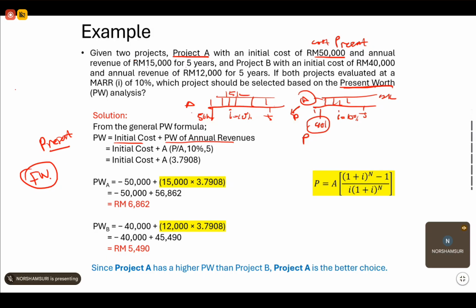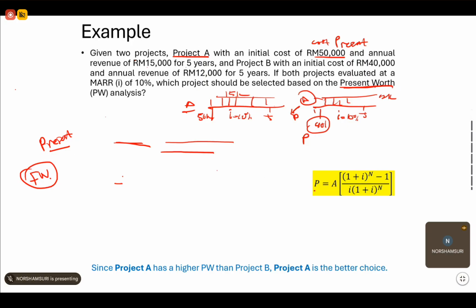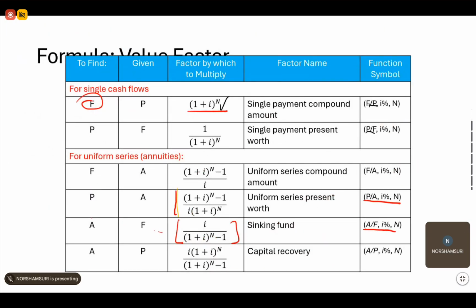So now, for example, project A: initial cost is already in present, so put the value only. 50,000 negative because here is your cost in minus. And then you get the annual value. This one, annual value, you have to calculate. The present term calculation uses the same formula that we have, the present or annual value formula.